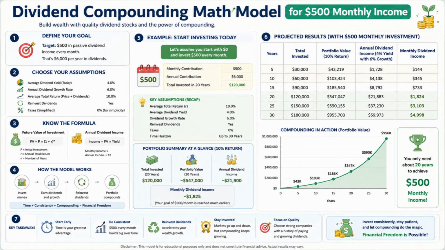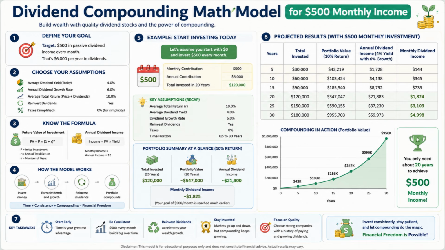Next, we need to establish the assumptions used in this example. The model assumes an average starting dividend yield of 4%, an annual dividend growth rate of 6%, and an average total annual return of 10%, including both share price appreciation and dividends. It also assumes that all dividends are reinvested and that taxes are ignored for simplicity. These figures are only examples, because actual investment returns, dividend yields, and dividend growth rates can change over time.